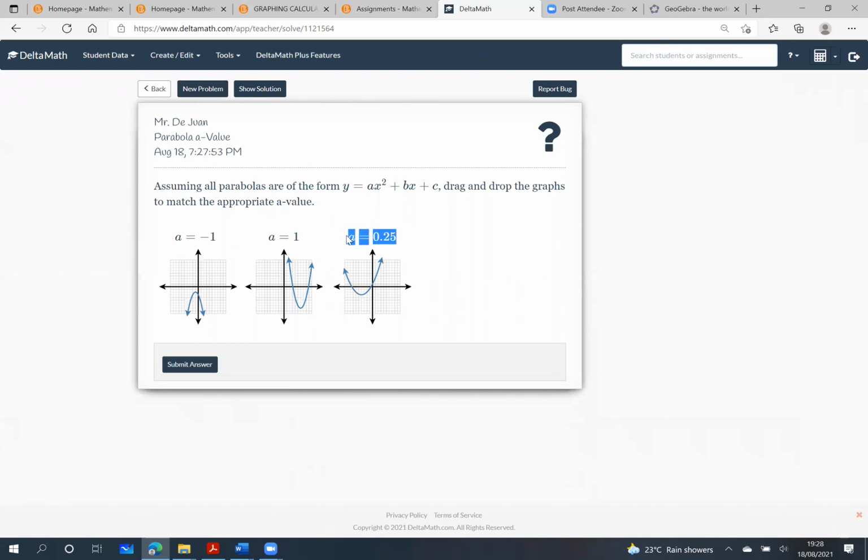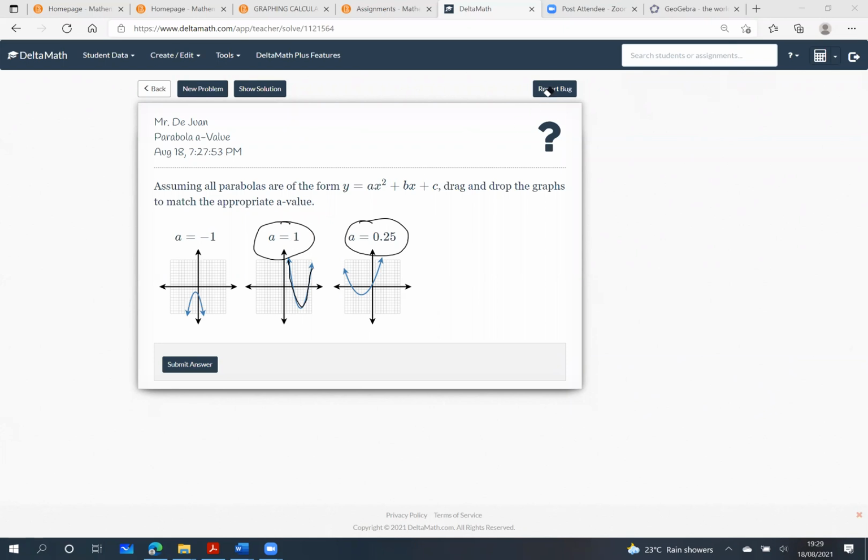The smaller the number, the wider the parabola. I'm going to say that again. The smaller the number, the wider the parabola. So which number is smaller? A equals 1 or 0.25? This is smaller and this is bigger. 1 is bigger than 0.25. And this is wider and this is narrow. The bigger the number, the narrower the parabola. Okay?